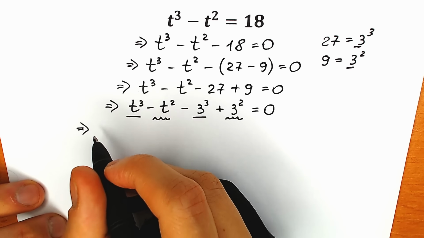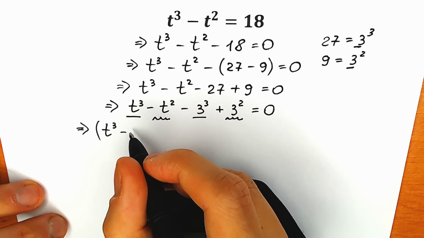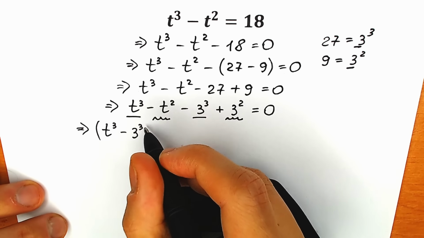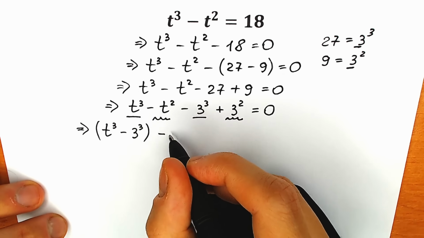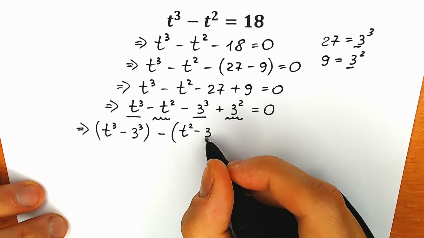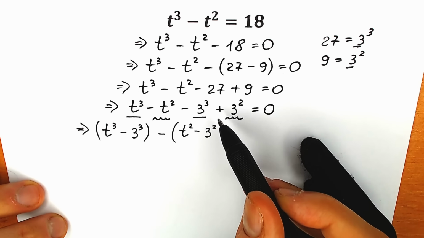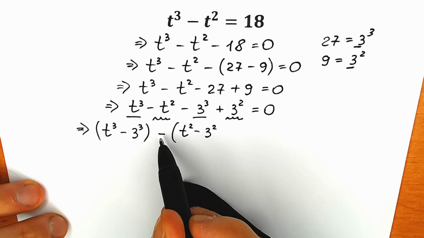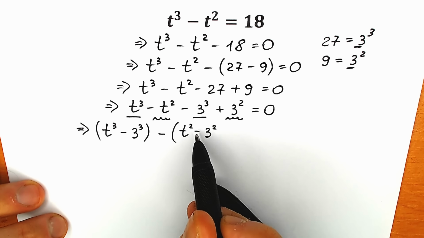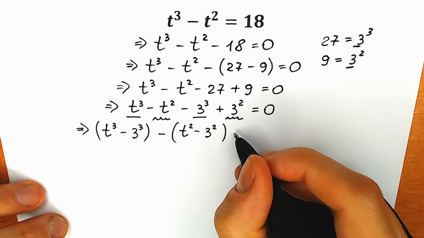First of all, we have t cubed minus 3 cubed. This is our first step. Second step, we have minus t squared minus 3 squared. A lot of students might be asking why right here negative, right here positive. Because of parentheses, this negative sign will change this minus to plus, and we have absolutely the same thing, equal to 0.